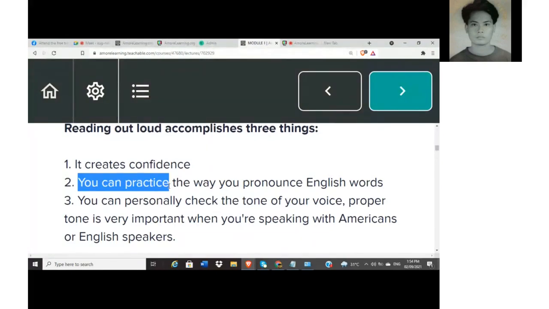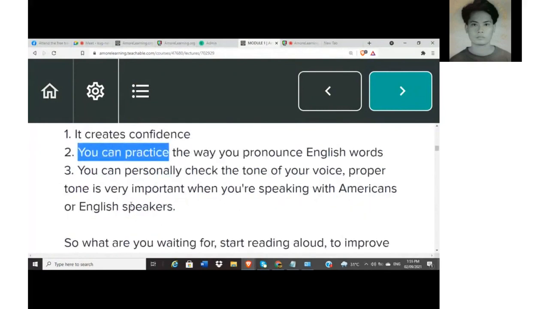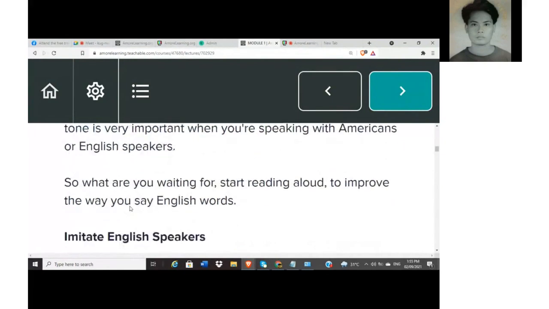What else? You can personally check the tone of your voice. Proper tone is very important when you speak with Americans or English speakers. So, what are you waiting for? Start reading aloud to improve the way you speak or say English words. Okay? So, read aloud.